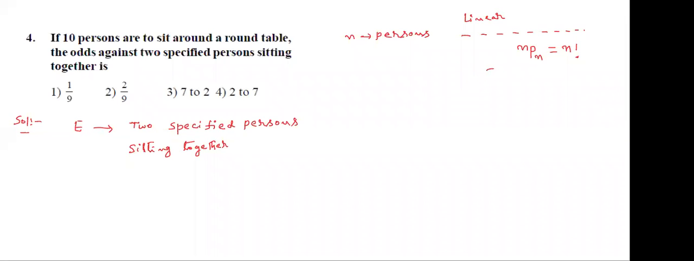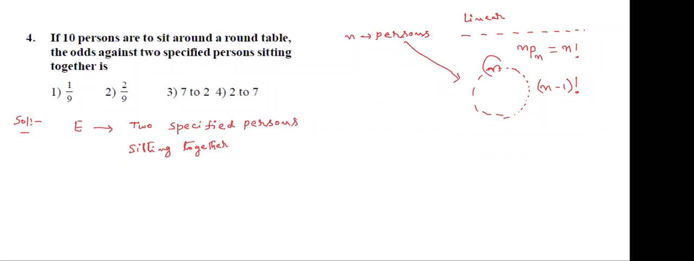When things or objects can be arranged in a circle, this is called circular permutation. There are n persons. These n persons can be arranged in a circle. This is the formula: n minus 1 factorial. How did we get n minus 1 factorial? Out of n persons, take any one person. Suppose I take one person, whose name is n.